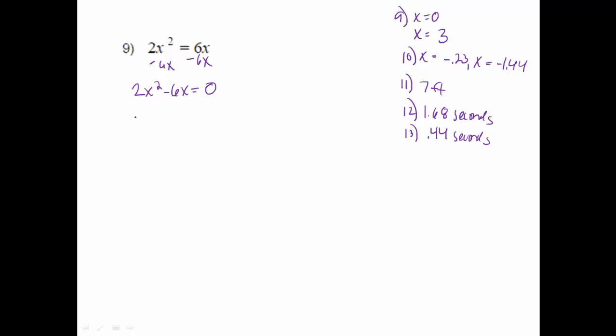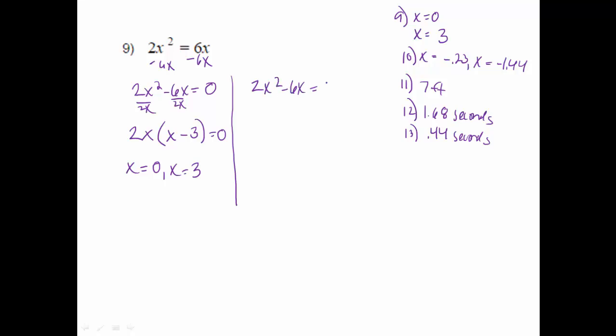And then from here, I'm going to do GCF. I notice that 2 will go into both of those and x. And so start my parentheses, divide both by 2x. This will give me x minus 6 divided by 2 is 3. Okay, and then from here, using the zero product property, I will get x equals 0 and x equals 3.